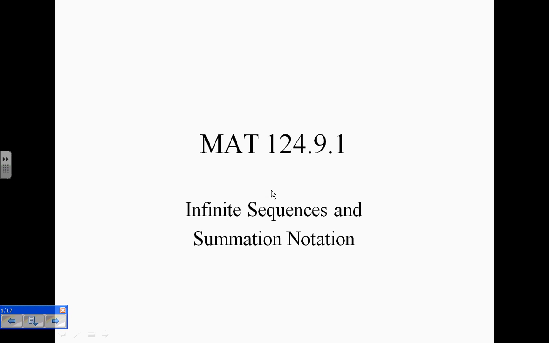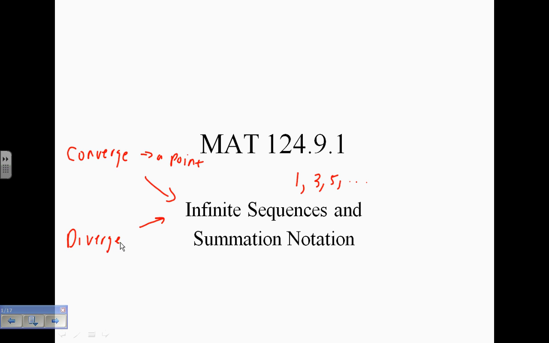All right, infinite sequences. Those are sequences that go on forever. The two main words for an infinite sequence: one word is converge, which means it goes to a point, and the other word is diverge, which means it does not go to a point.